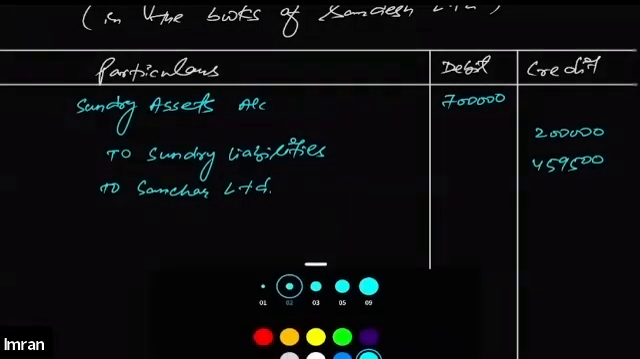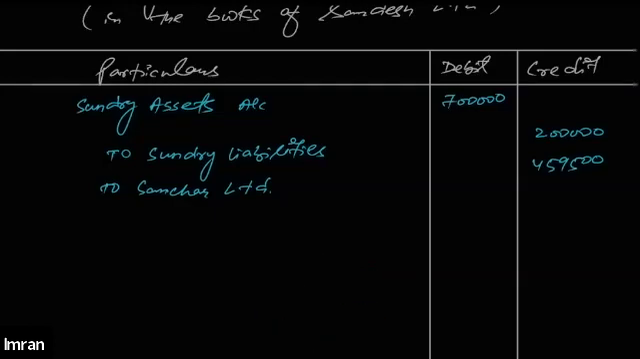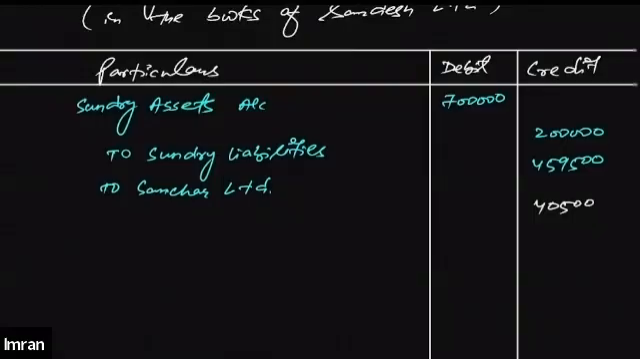First of all, let's just find out the remaining amount, remaining value. Remaining amount will be 40,500. Yes, that is right. 40,500 will be credited to capital reserve. All right, this is the general entry for the purchase of the asset and liability.